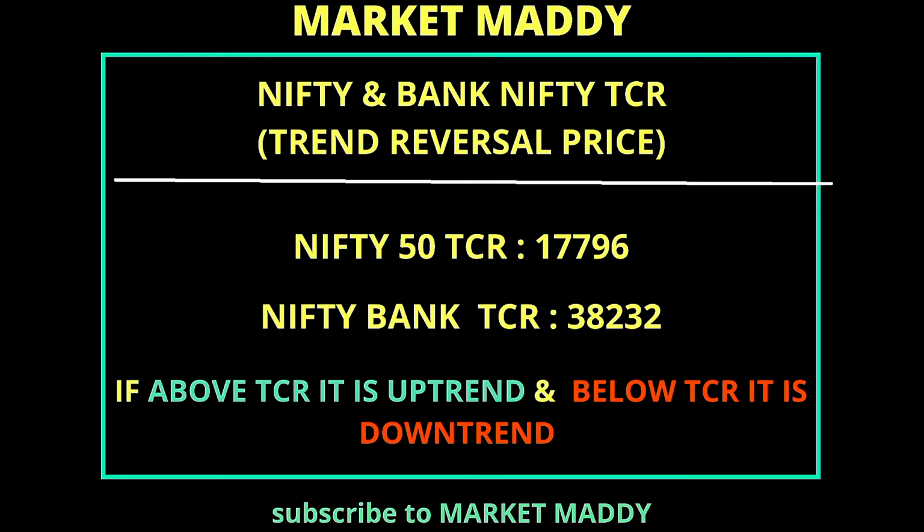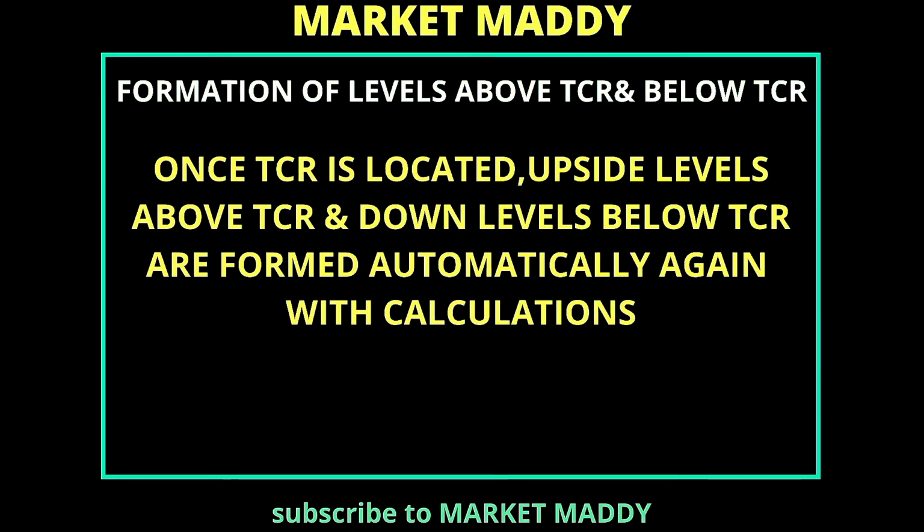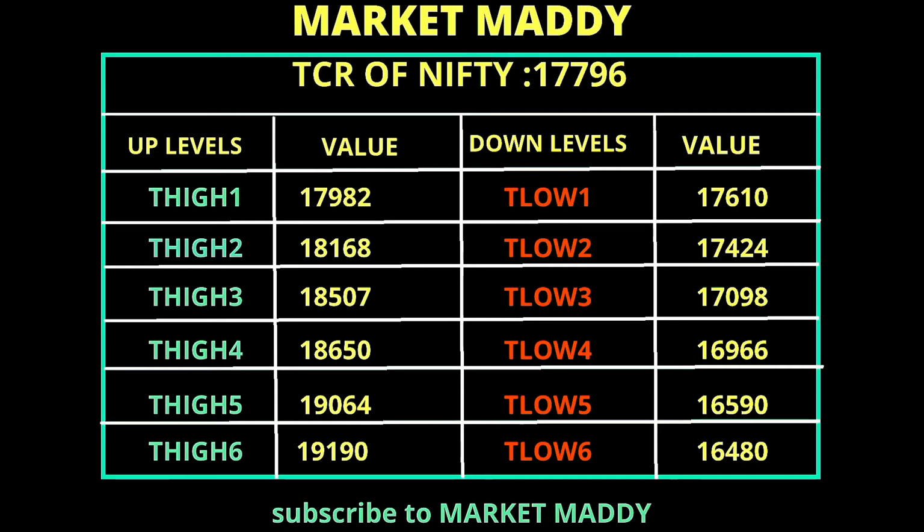BANKNIFTY is 38,232. So Nifty broke 17,796 around 5-6 days back, and after that the fall took place. When the trend is decided and TCR is decided as 17,796, then the levels are formed immediately. The levels upside are 17,982, 18,168 is TI2, 18,507 is TI3, 18,650 is TI4, 19,064 is TI5, 19,190 is TI6.